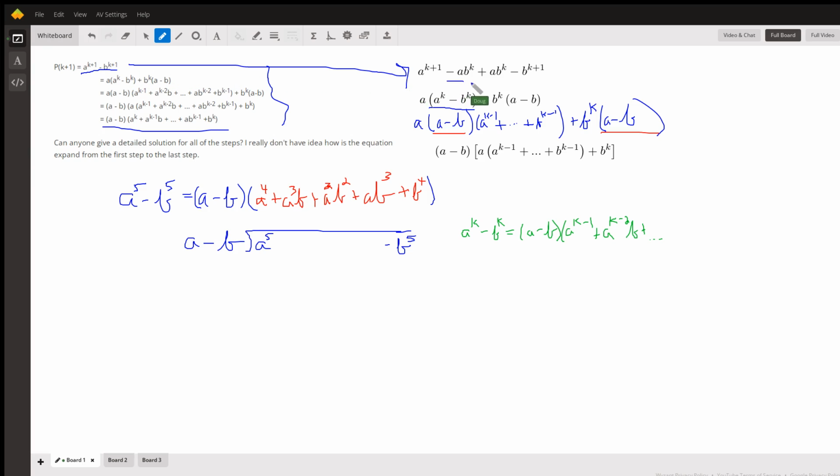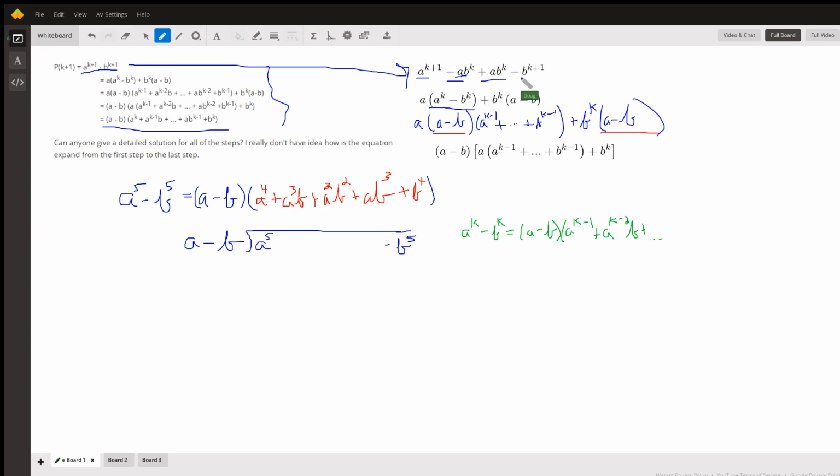If you add and subtract those two terms, and you're really just adding 0, now from the first two terms, you can factor out an a. So from this term, if you factor out an a, you're left with a to the k. And if you factor an a out of this, you're left with minus b to the k.